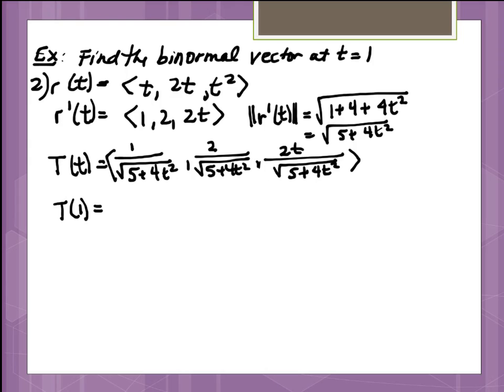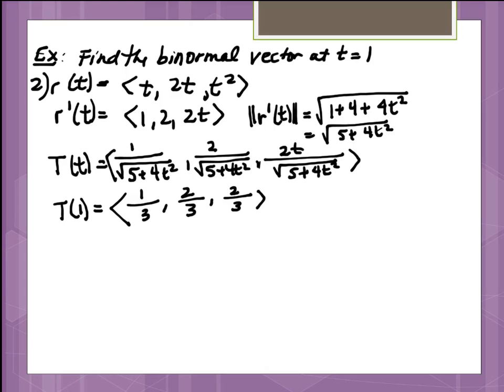Alright, so on T of 1, I actually get 1 over, and then 5 plus 4, because the t squared becomes 1. So this would be the square root of 9, which is 3. And then I've got 2/3. And on the last one, when I plug in the number 1, I get another 2 in the numerator, and I get still 3 in the denominator. So this is the vector T of t when t equals 1.